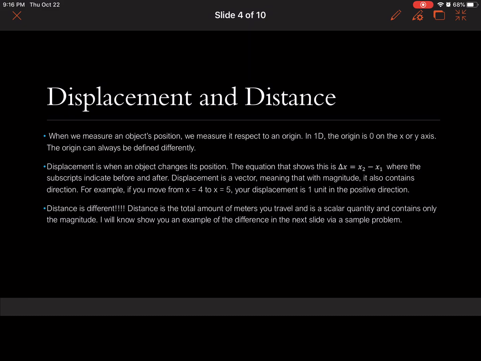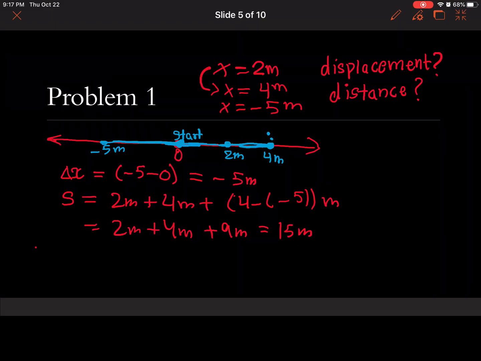So distance is different. Distance is the amount of meters that you travel, and is a scalar quantity, not a vector. Scalars are quantities that only contain magnitude, and they're not vectors. They don't care about direction or anything. So let's do a sample problem and see what I'm talking about. Why displacement, the change in position, is different than the distance, the amount you are actually moving.